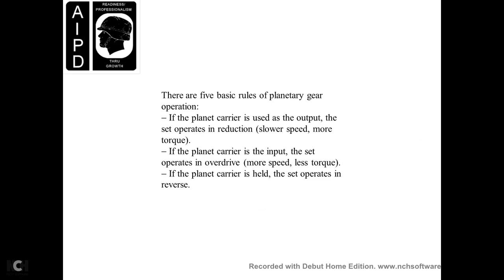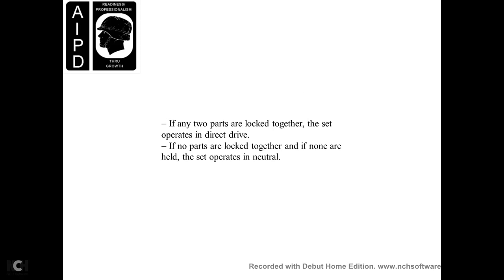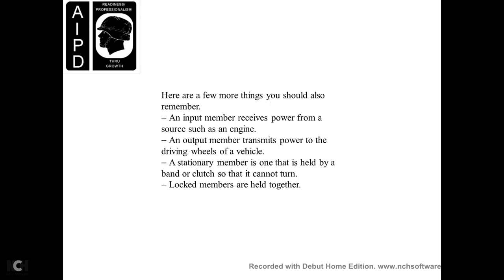There are five basic rules of planetary gear operation. If the planet carrier is used as the output, the result is a reduction: slower speed and more torque. If the planet carrier is the input, the result is overdrive: more speed and less torque. If the planet carrier is held, the set operates in reverse. If any two parts are locked together, the set operates in direct drive. If no parts are locked together or held, it is neutral. However, there are a few more things that you should remember.